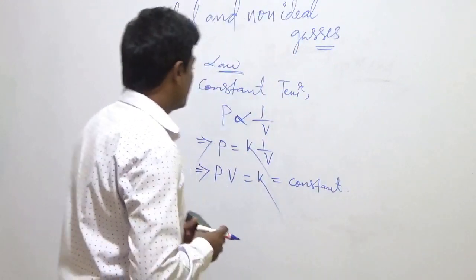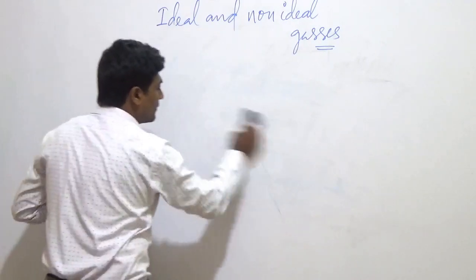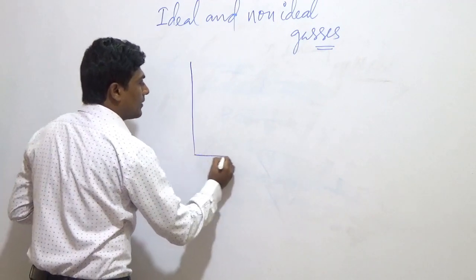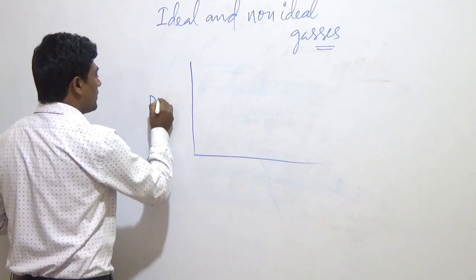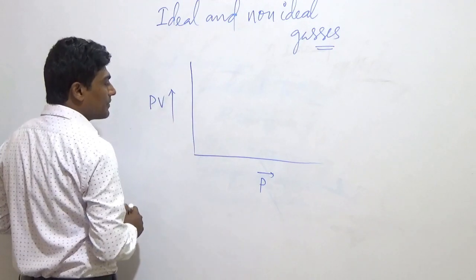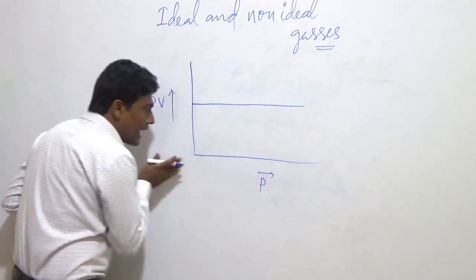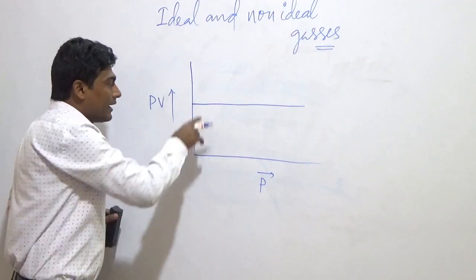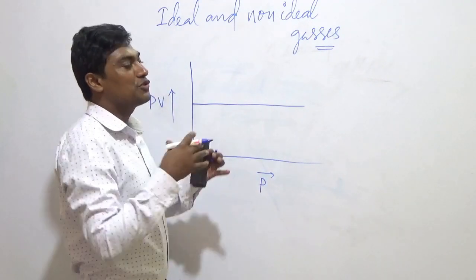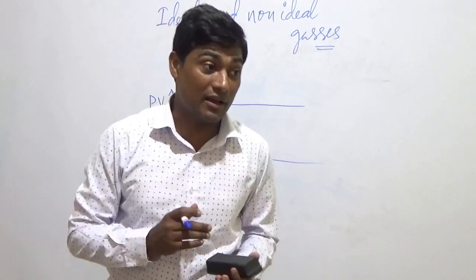How? So you have a graph like this. This is P, and this is PV, so PV versus P. We have to show how PV is constant however high the pressure is. Every point on this curve suggests that the pressure times volume remains constant for whatever high the pressure is. Are you getting me now?